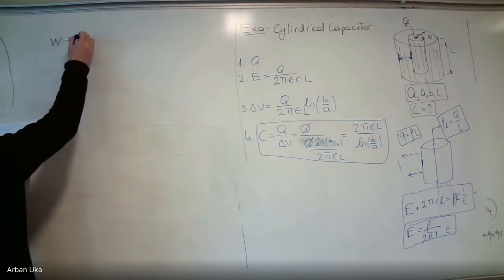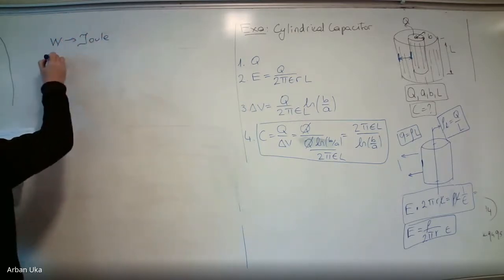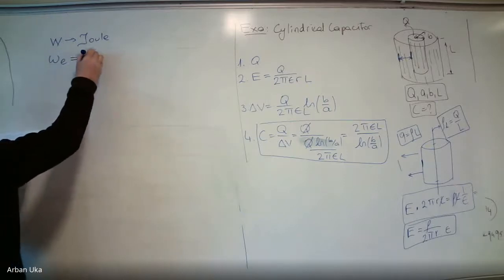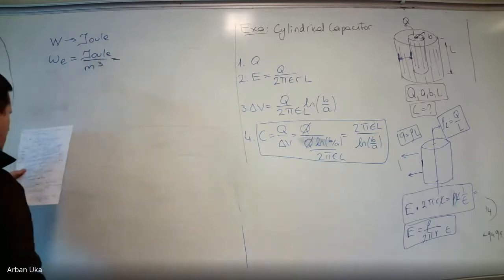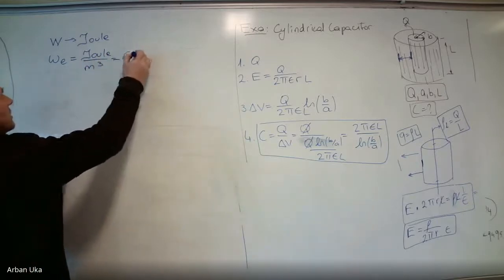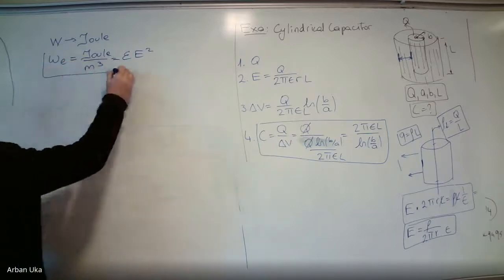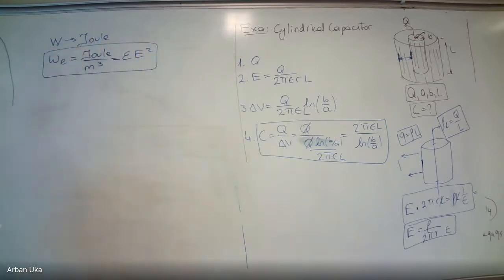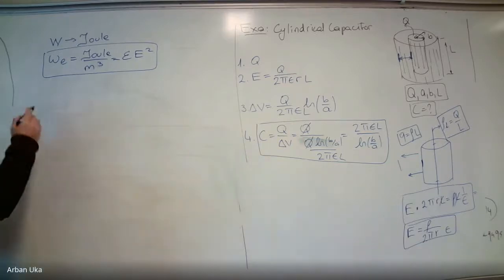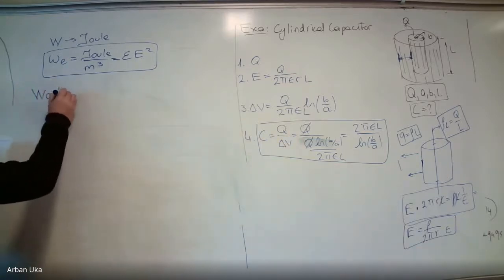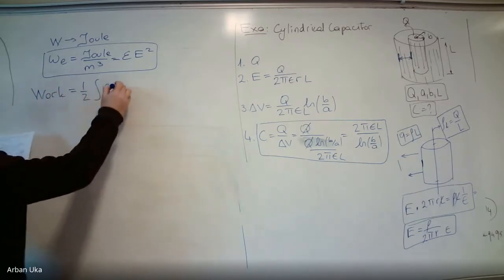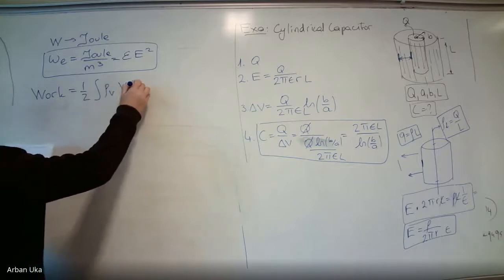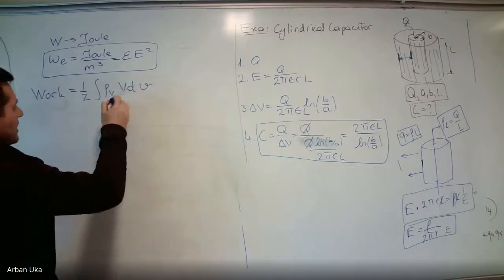So the energy can have units of joule, and the energy density can be described, of course, as joule per meter cubed, and this is equal to the permittivity times electric field squared. Okay, so this is how we can describe the energy density whenever there is some electric field, and this one is relatively easy to conclude because the work done whenever we try to construct a system can be described like this.